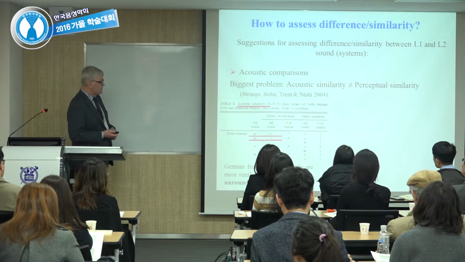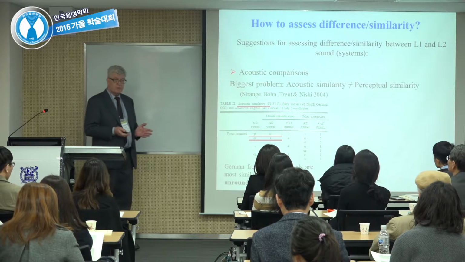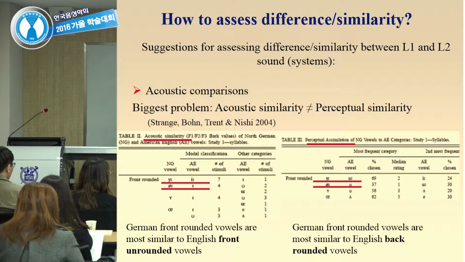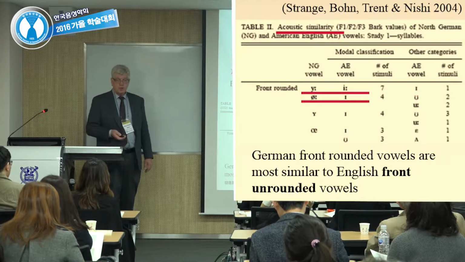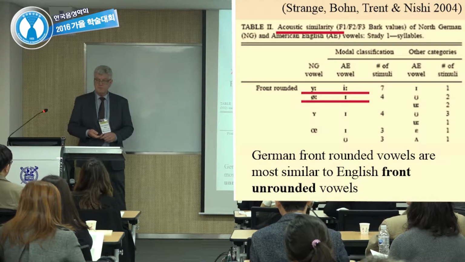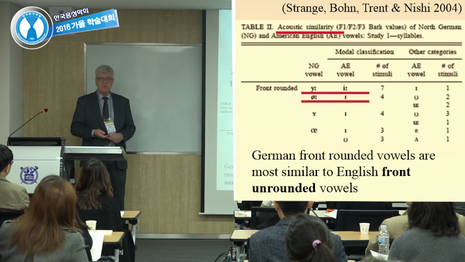This is a study that I conducted together with Winifred Strange and some colleagues, in which we compared acoustic similarity to perceptual similarity. And I hope you can see here that the acoustic similarity of German Ü is strongest with American English E. The acoustic similarity of German Ö, front-rounded vowels, is strongest with American English E. These are the most similar vowels in American English to these German front-rounded vowels. And if you know a little bit about American English mispronunciations of front-rounded vowels, you will say, what the hell is that? That is total nonsense.